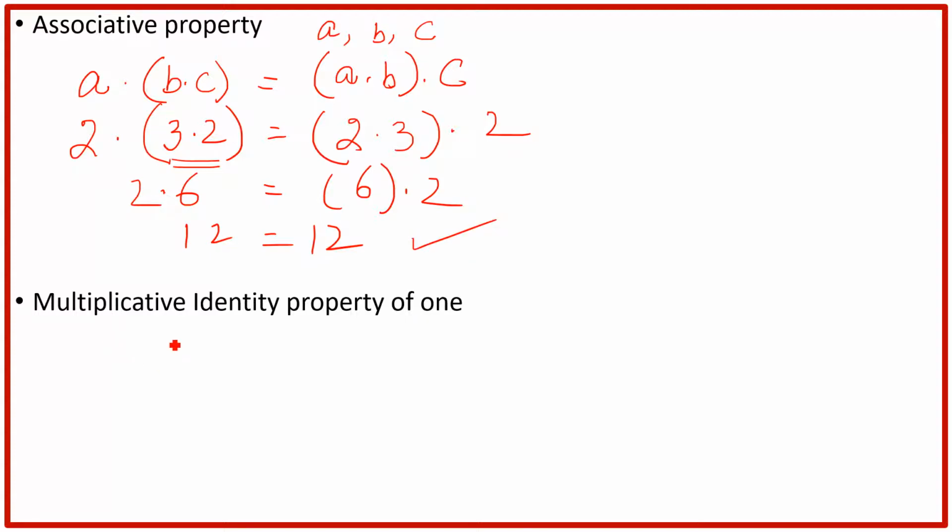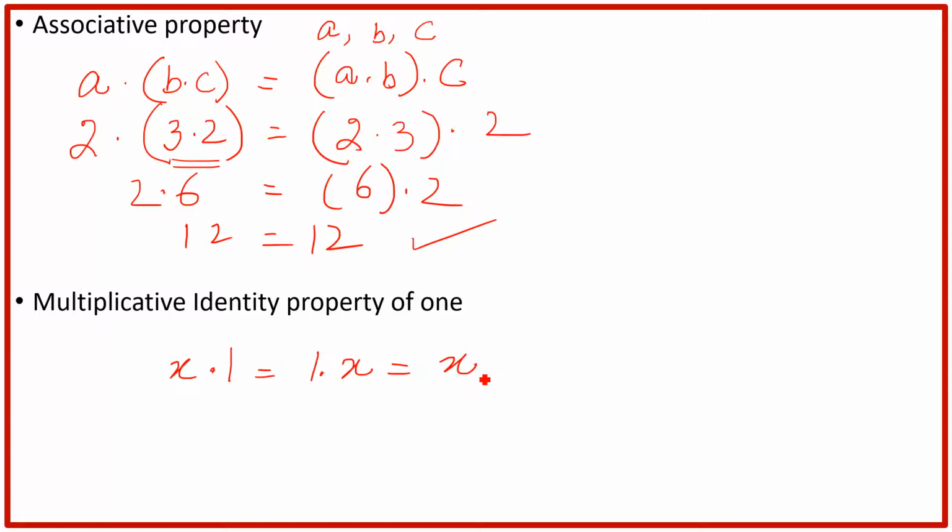Now the fourth one is the multiplicative identity property of 1. The number 1 is the unique whole number for which b dot 1 equals b. Here we will consider x instead of a, b, c. When we multiply x by 1, or 1 by x, we will get x.